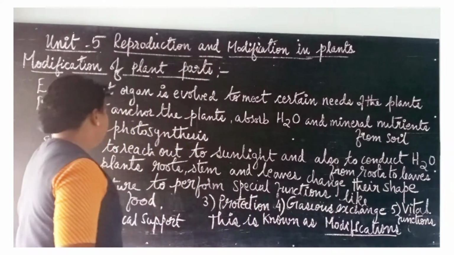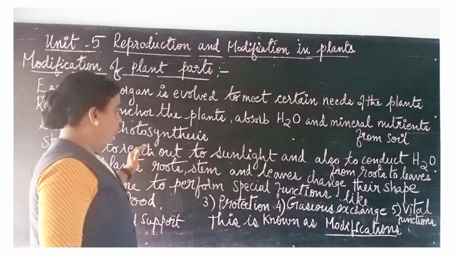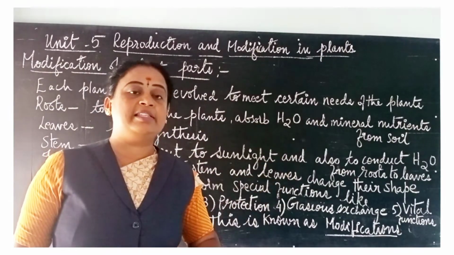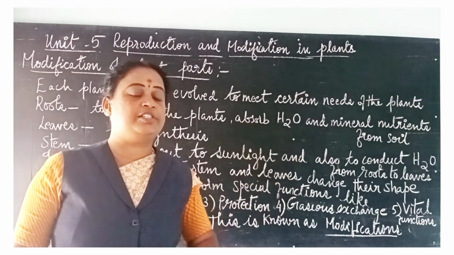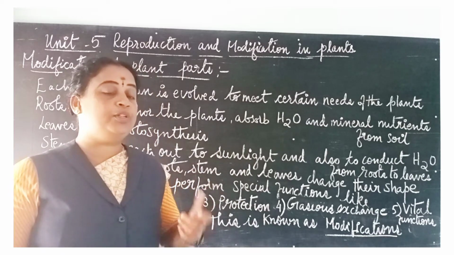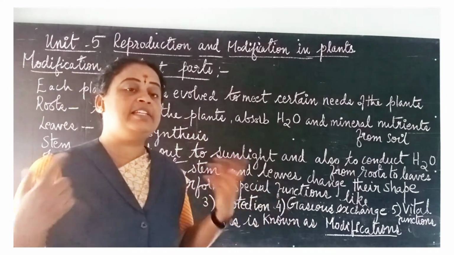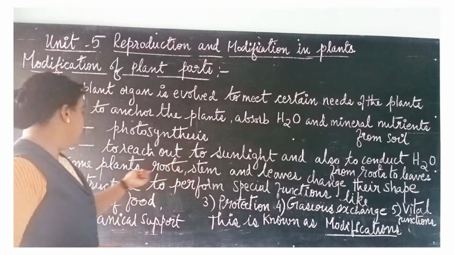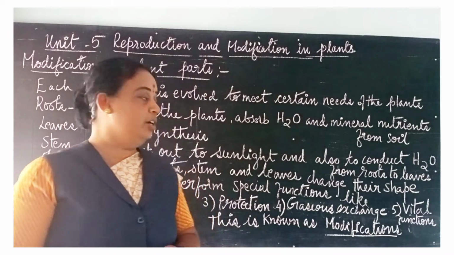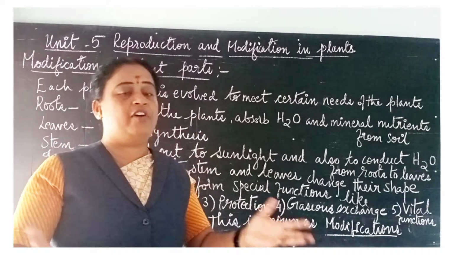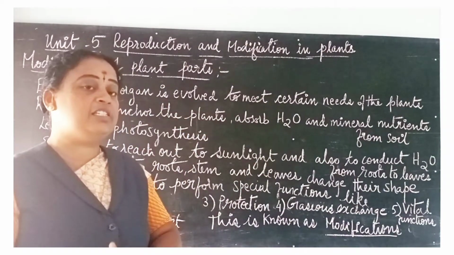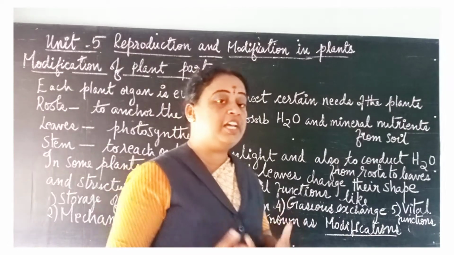Now, in some plants, root, stem and leaves change their shape. All these plant parts perform different vital functions. When they do this, what happens to the plant parts? They undergo change in their shape and structure. Because they change their shape and structure, they perform special functions.